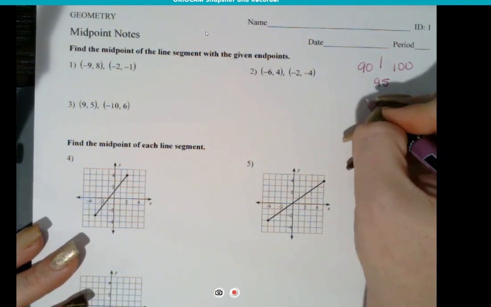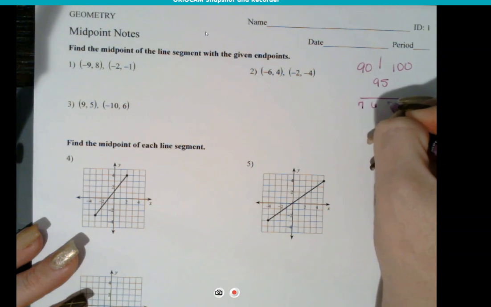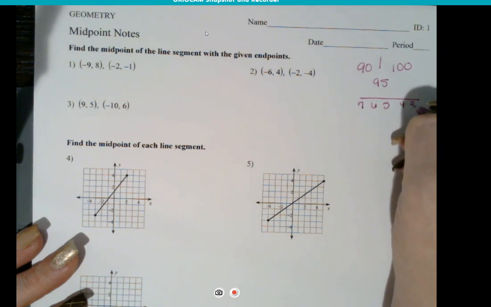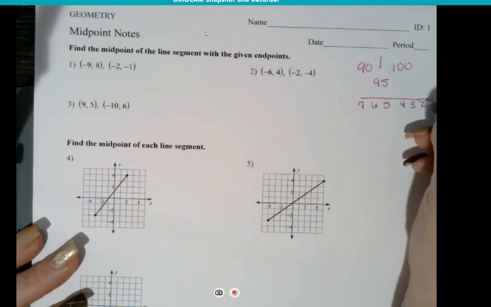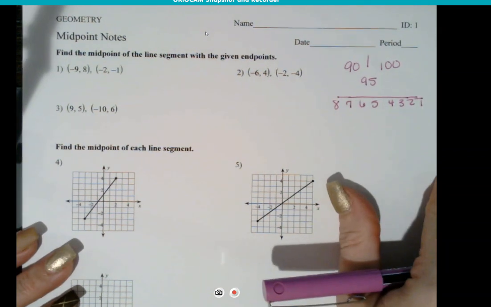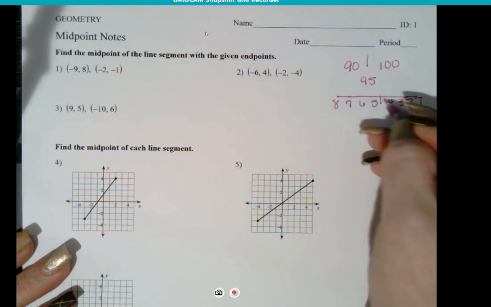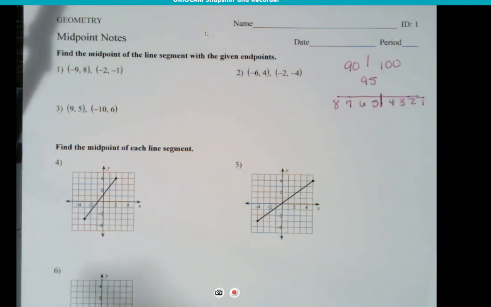Again, if you were on a number line, I'm just going to write 7, 6, 5, 4, 3, 2, 1, and maybe 8. And I said, what is the middle of this line? You would say 1, 2, 3, 4, 1, 2, 3, 4. So it's right here. It's in the middle. We could count it.